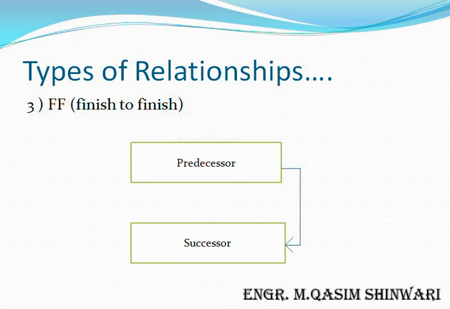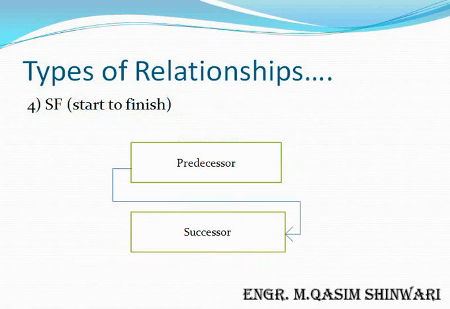Third is finish to finish. It means that both predecessor and successor will end simultaneously. And last is start to finish, which means that when the predecessor starts, the successor will end. So now let's make these relationships and let's modify them.